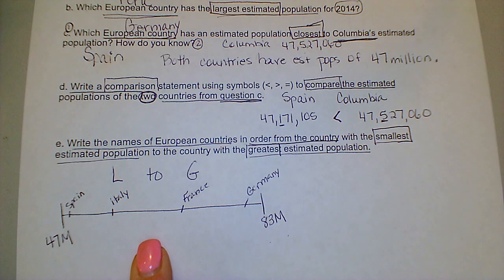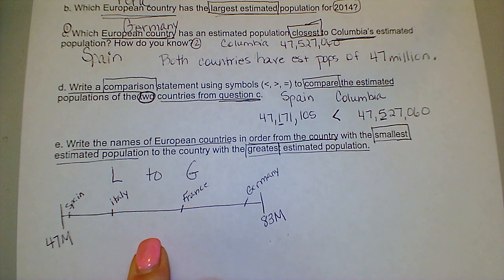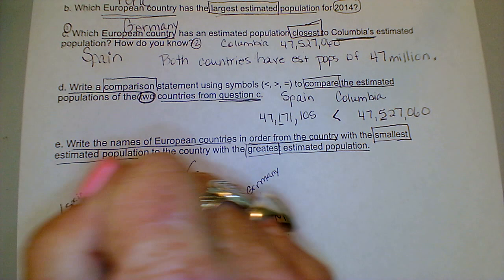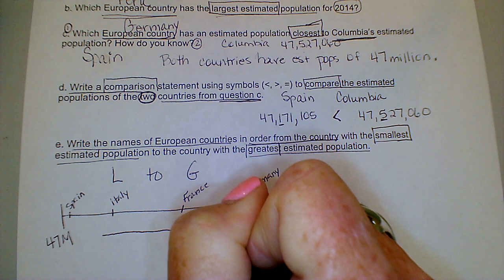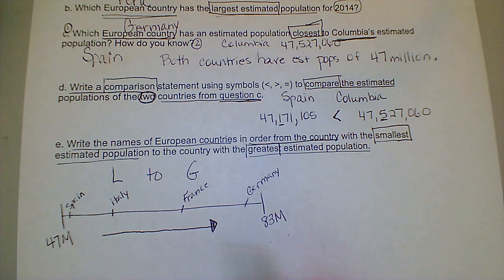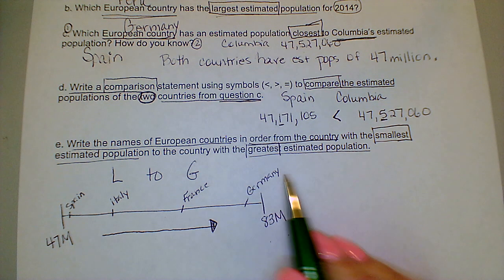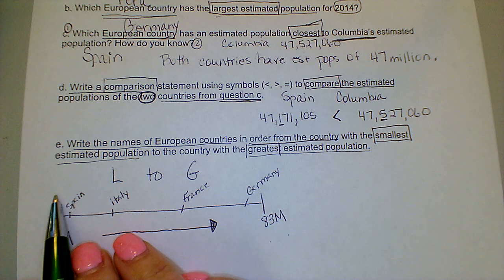So on the number line, if we're working from least to greatest, are we going left to right or right to left? Excellent. Left to right. So going this way, we've already got them in order, right? If we were to go the other direction, we would just start here and list them out this way.